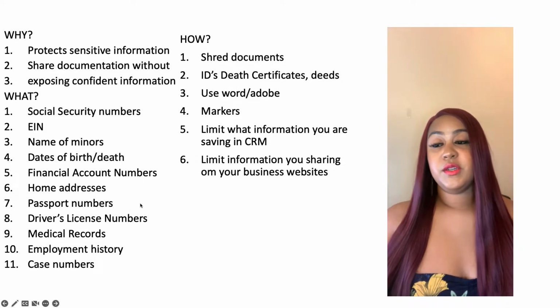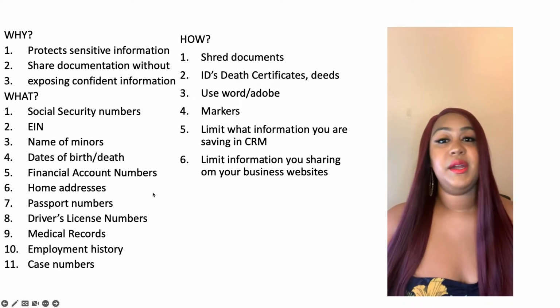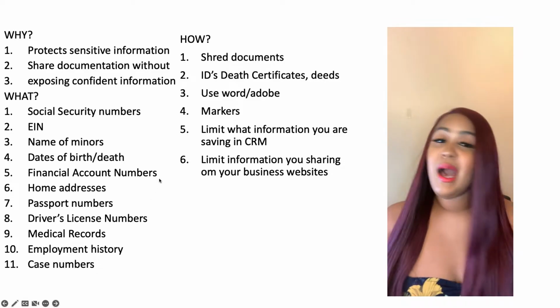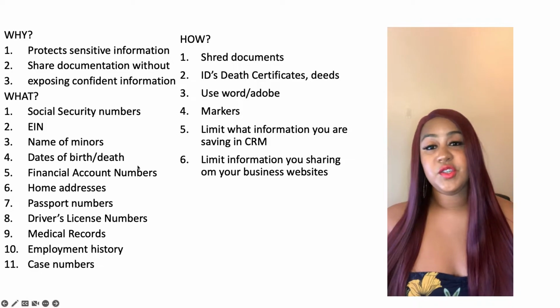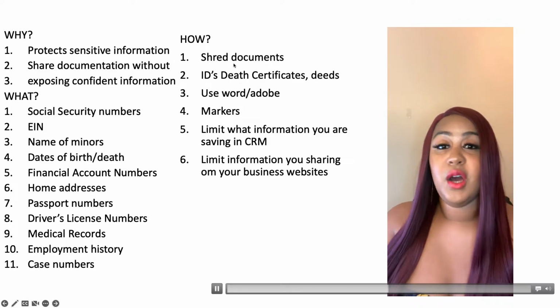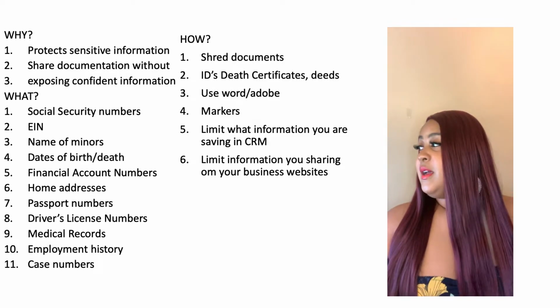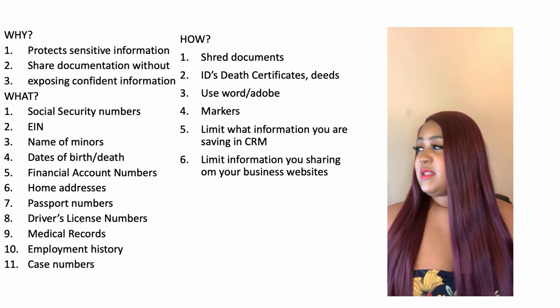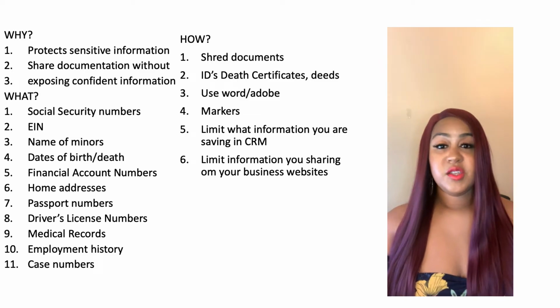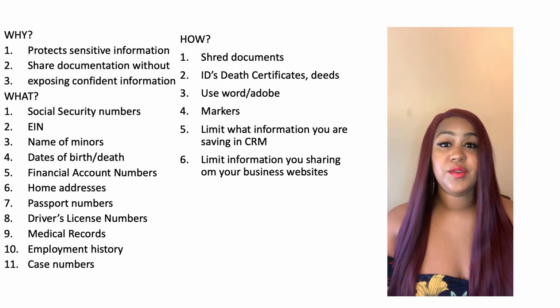So just make sure you're taking care and you're redacting that information. And how are you doing that? You can invest in a shredder. They're not that much. You can go to Office Depot, get like a medium, small size one for less than 30 bucks. ID, death certificates, and deeds, certain information, just shred those.